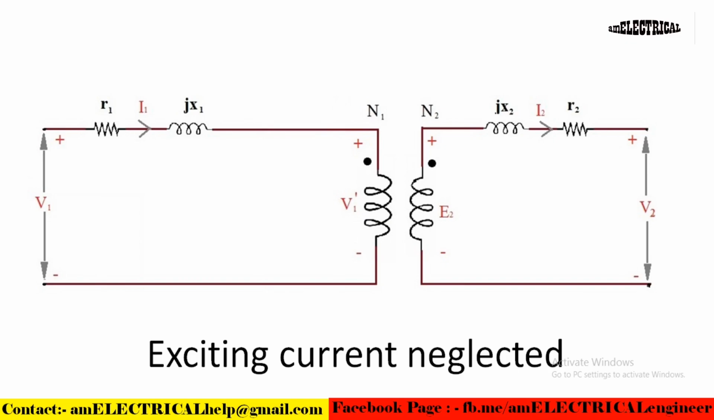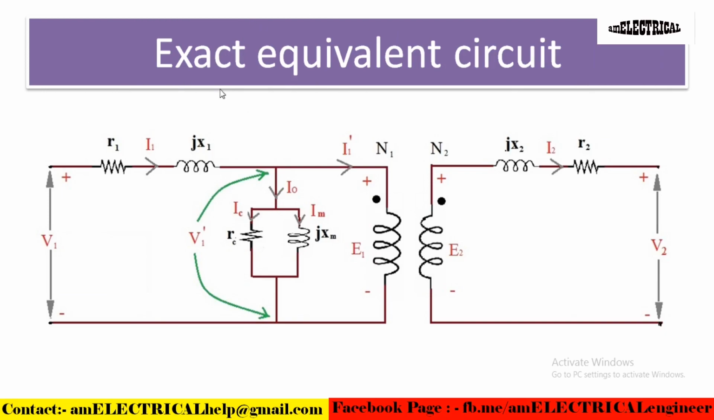This is that equivalent circuit. You can recheck. See here also V1 equal to I1R1 plus jI1X1 plus V1 dash. And in the secondary part also you can see E2 equal to I2R2 plus jI2X2 plus V2. Here in this circuit we have neglected the core part of the transformer. Now, if we add the no load current component, that is the exciting part of the transformer, then this exact equivalent circuit will come.